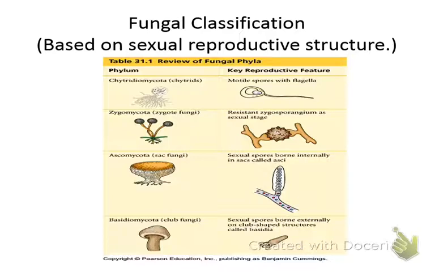Zygomycota, examples would be Mycorrhizae, Rhizopus. These are all things that would grow on strawberries or bread. Penicillium, which is green bread mold, is a zygomycota. Glomeromycota, and most of these are going to be inside.